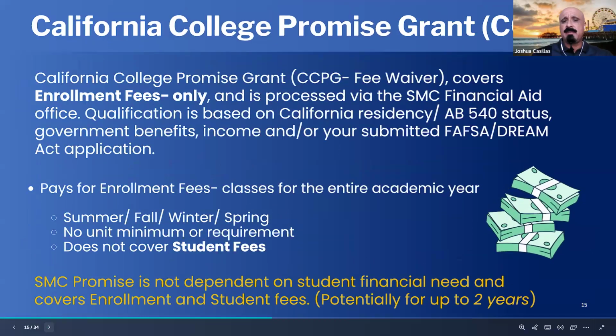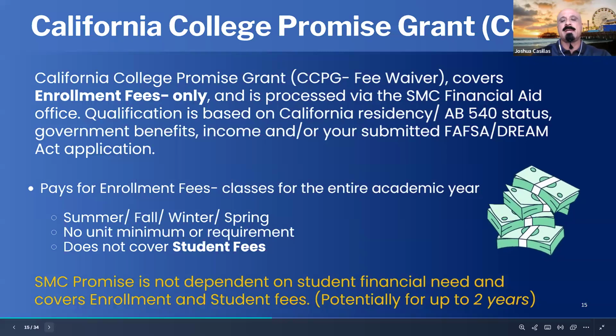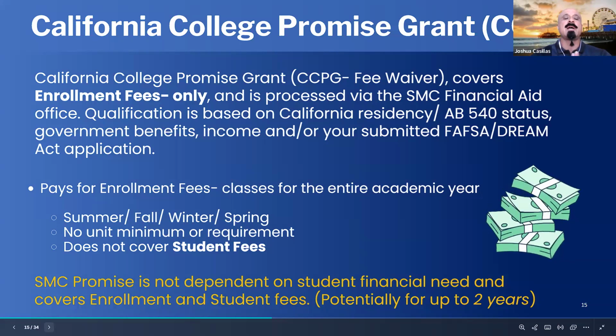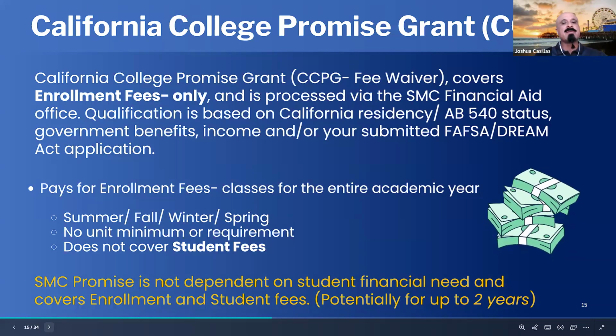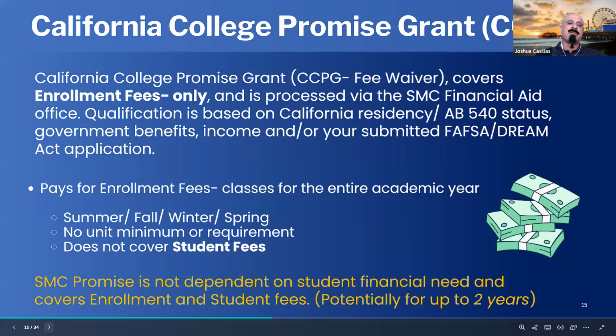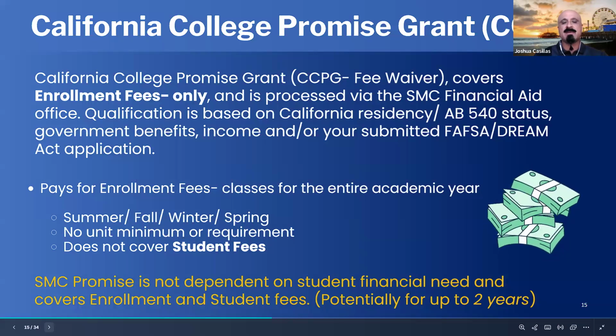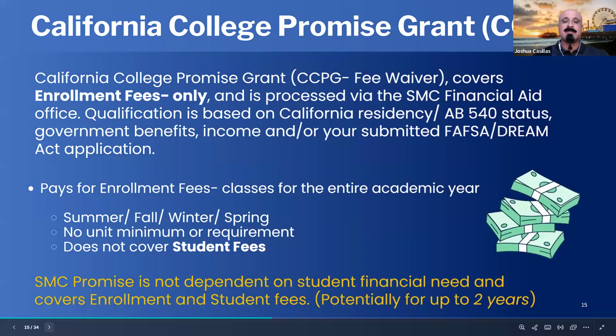We talked about the CCPG, or they call it the California College Promise Grant. Let's stick to CCPG fee waiver. I'm going to go a little bit in depth about this, and the reason I'm going to tell you at the end of this slide why it's important. California College Promise Grant, or once again, we call it a CCPG fee waiver, covers enrollment fees only. It only pays for your classes, and is processed via the SMC Financial Aid Office. Qualifications based on your California residency, AB 540, government benefits, income, and or your submitted FAFSA or your DREAM Act application is reviewed by the SMC Financial Aid Office to determine if you qualify for a fee waiver.